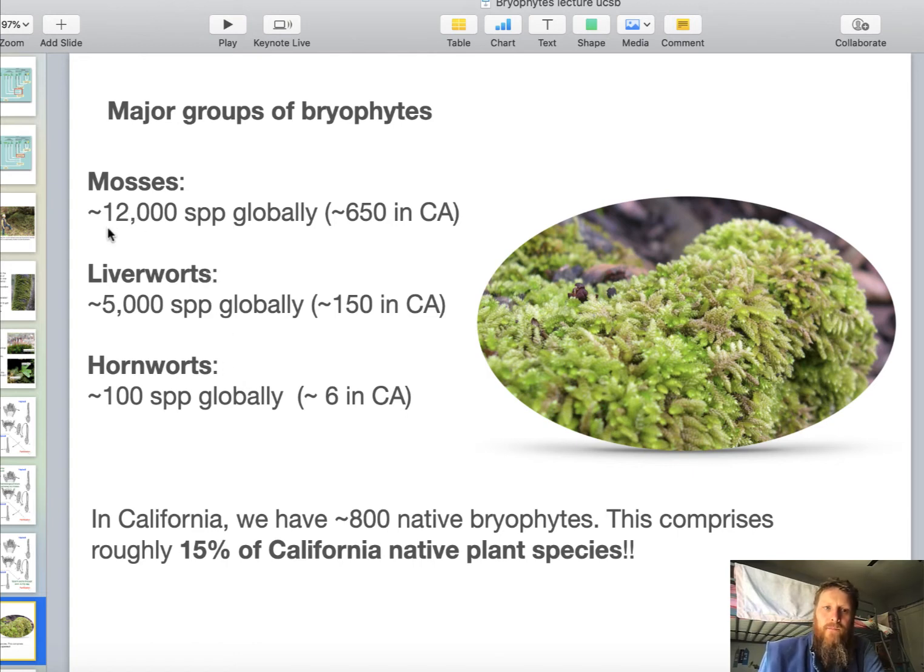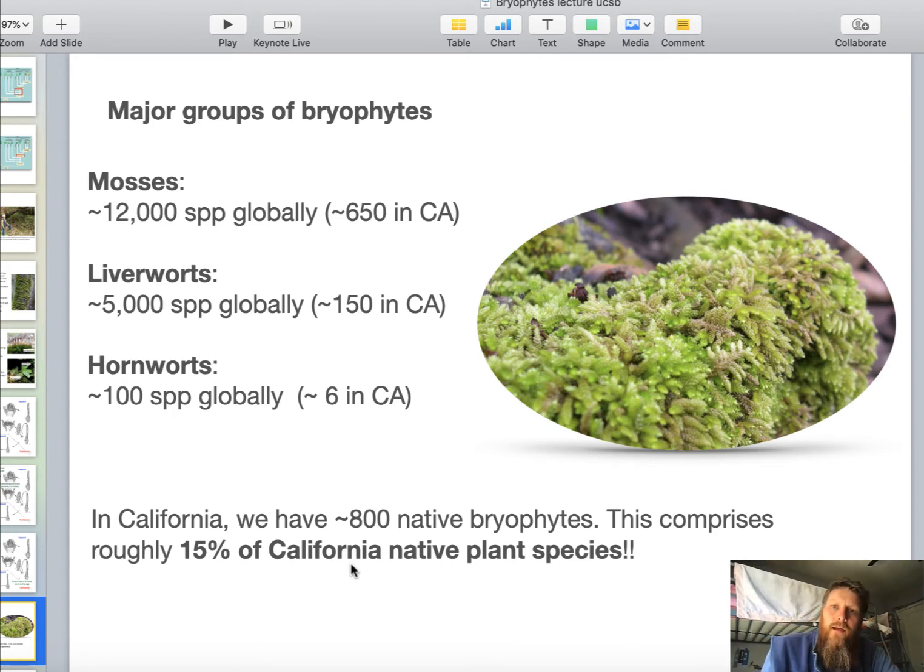The global numbers: the mosses are most diverse with about 12,000 species, and here in California we've got about 650. Liverworts have about half that number, so about 5,000 species globally, and much fewer in California, about 150. And then hornworts have about 100 species globally and only around 6 in California. So if you add these up, in California we have about 800 native bryophyte species.